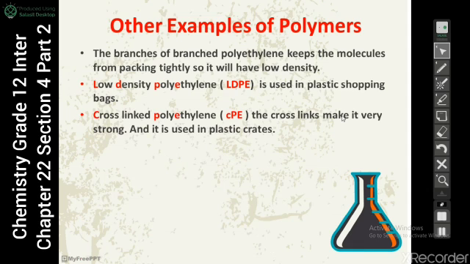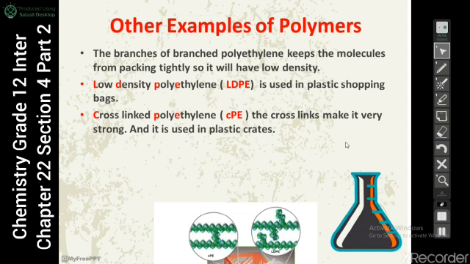Sometimes the long chains of polyethylene have cross atoms between them, so it's cross-linked polyethylene or CPE. The cross links make it very strong. The cross links that connect the long chains together make it very, very strong, so we can make plastic crates out of it.